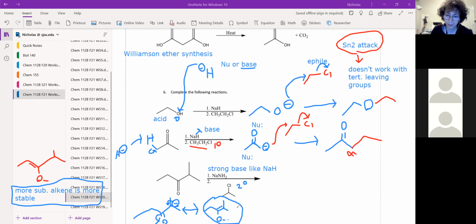So it's a secondary substrate. So that works fine for SN2. It's going to, oh, not like that, actually. It's going to be the enolate that does the attack, but it is going to work. So we just add an isopropyl group to the alpha spot. I'm going to erase the screen and move on to the next one.